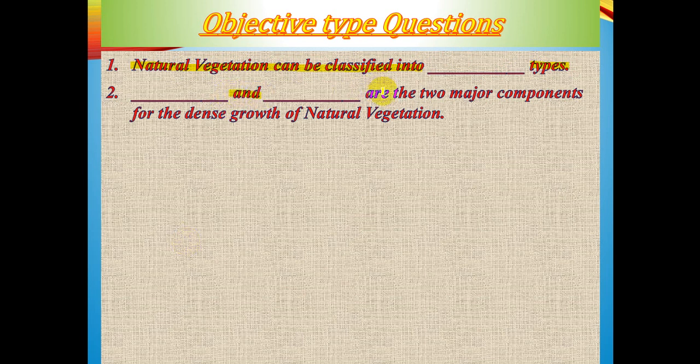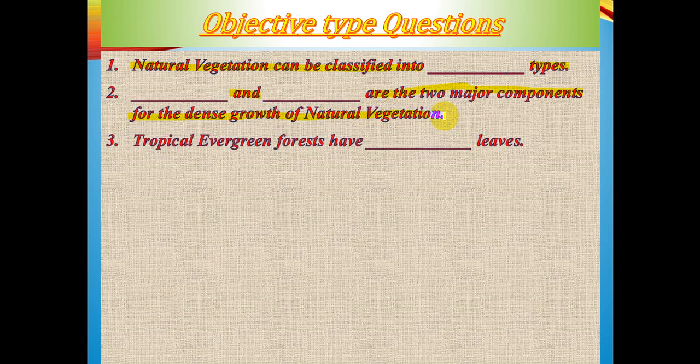Second, dash and dash are the two major components for the dense growth of natural vegetation. Now, we all know that high temperature and high rainfall, the areas where these two components prevail, over there the vegetation growth is very dense. So what are the two major components then? Warmth and humidity are the two major components for the dense growth of natural vegetation.